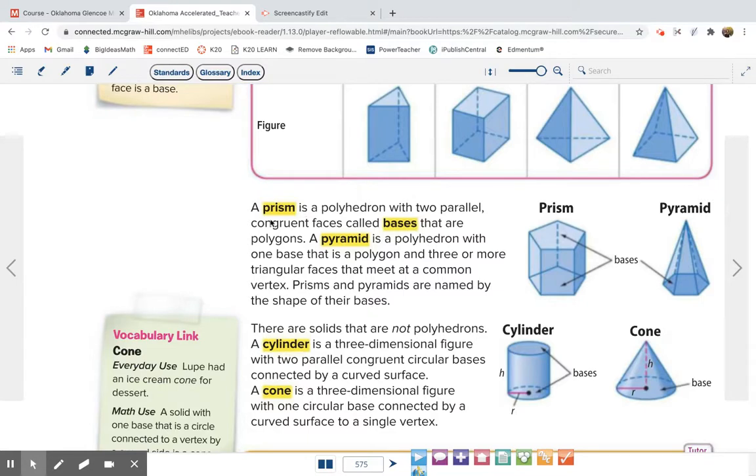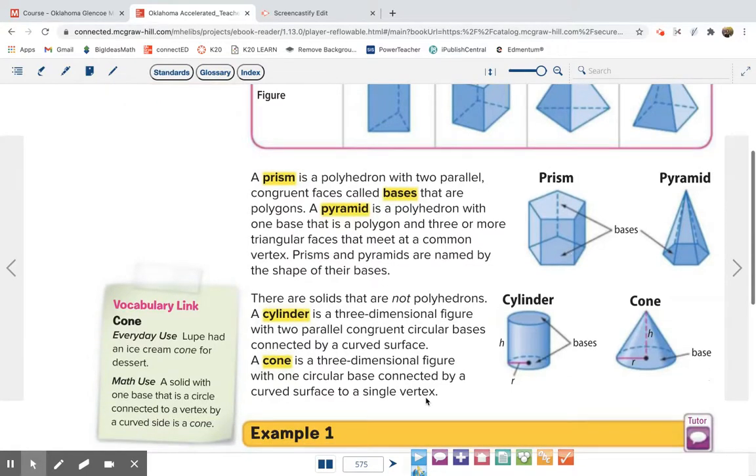Then they go into more detail about the difference between a prism and a pyramid. A prism will have 2 parallel congruent faces called bases that are exactly opposite each other. A pyramid has 1 base that's a shape and 3 or more triangular faces that all meet at a vertex. Prisms and pyramids are named by the shape of their base. Then we come down here. These two are the unique ones because they have rounded sides. A cylinder has 2 parallel congruent bases connected by a curved surface. A cone has 1 circular base, all connected at 1 vertex.